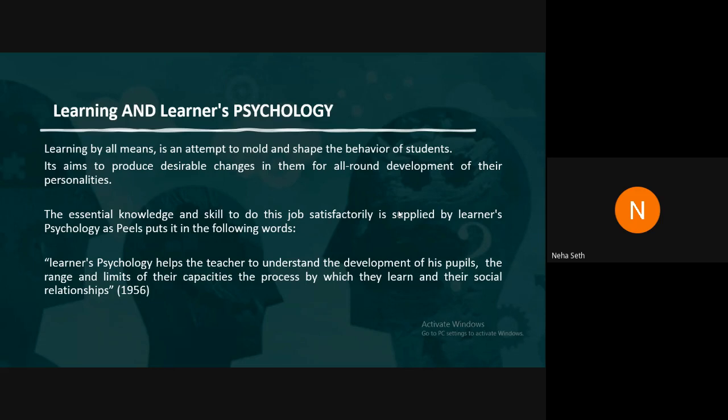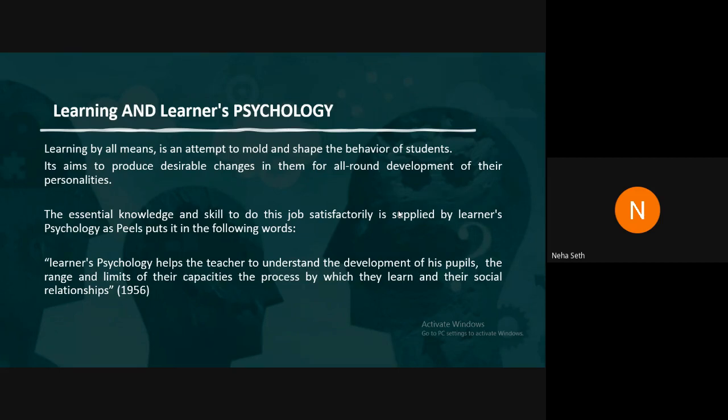But this is my duty, my responsibility, and this is my talent as a teacher, that how I'm able to communicate with everyone in the class. And I have to take all the students at the same level. So learning basically aims to produce desirable changes in students, for making them develop 360 degrees. I need to develop my student.